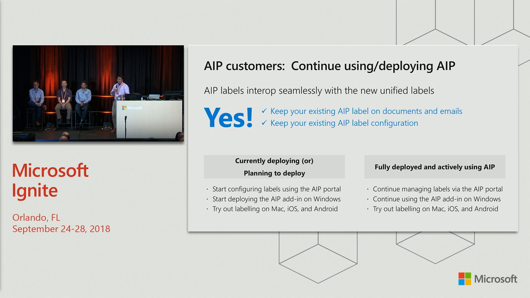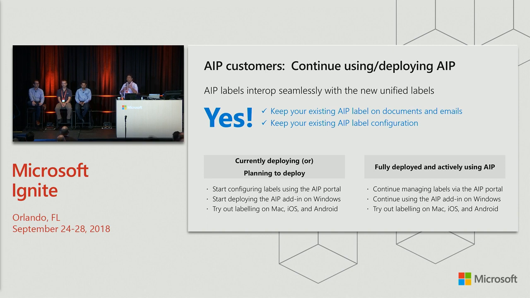AIP customers, should you be worried? Well, the answer is no, although it's got yes on the slide there. AIP labels interoperate seamlessly with the unified labels. It's the same stuff, which means that if you have the labels deployed today, don't worry, it will just work fine, which is what Mike showed in the last demo with the Windows AIP add-in. The document that he labeled on another platform with the new unified labeling showed up correctly on Windows with the AIP add-in. That is how it's expected to work.